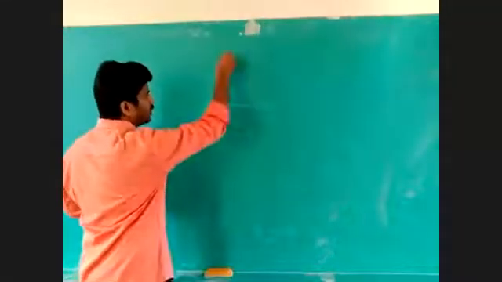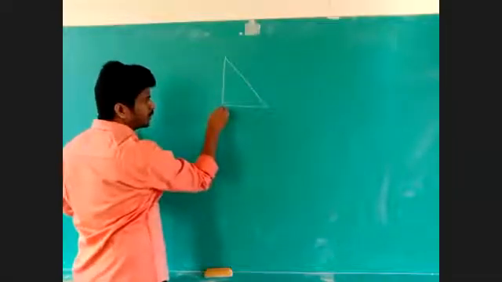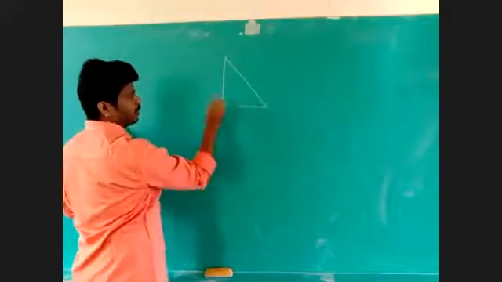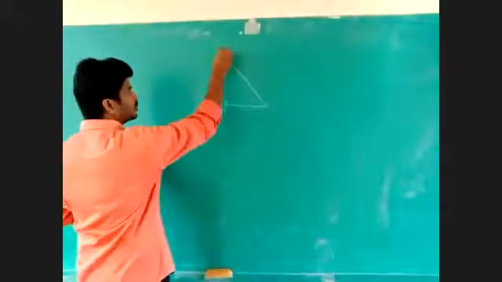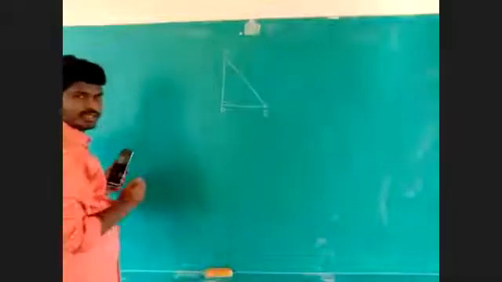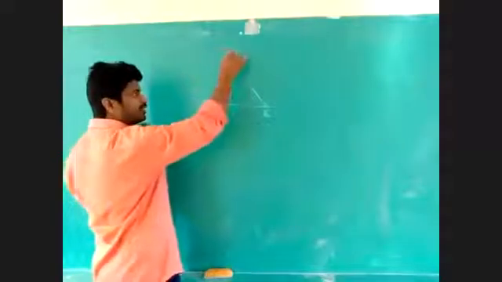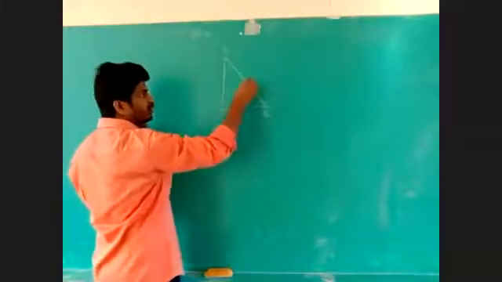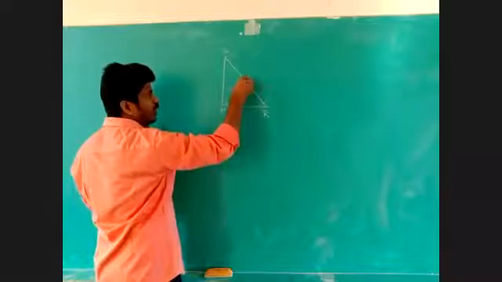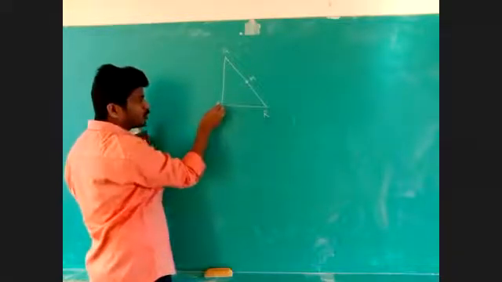This is one right angle triangle PQR. Right angle is at the point P. So this is Q and another one is R. PQR is a right angle triangle. And take one point M. M is a point on the side QR, on the hypotenuse. Now join P and M.